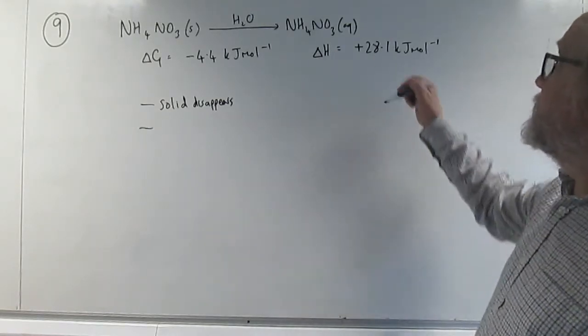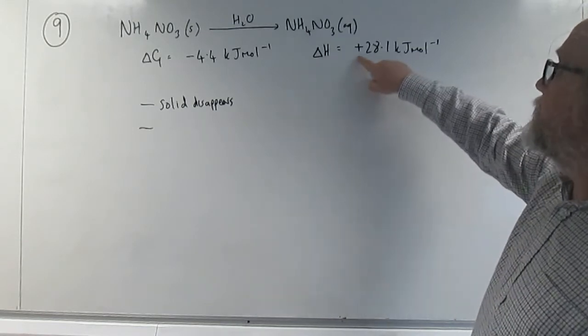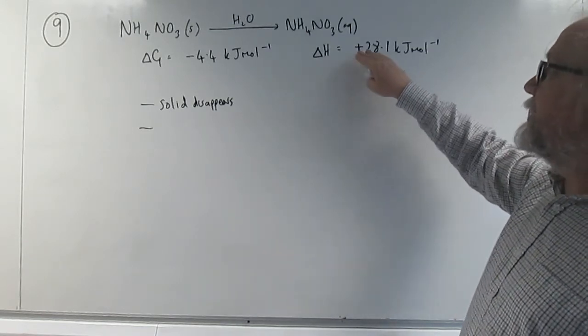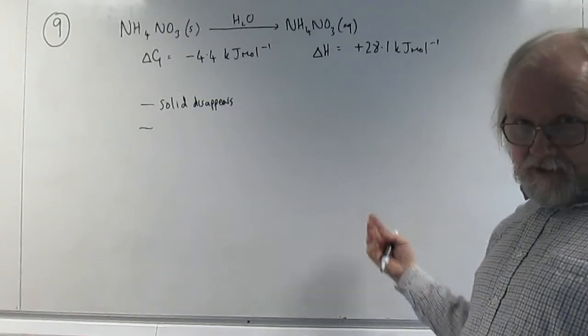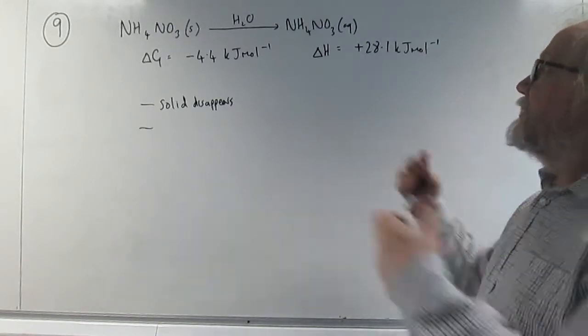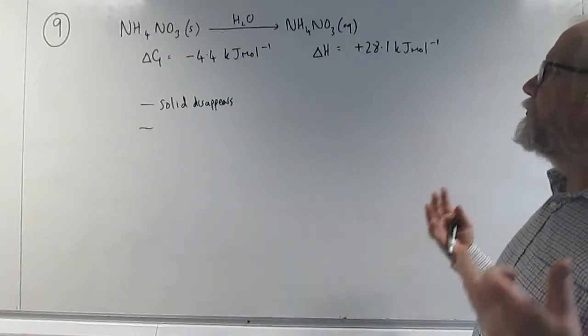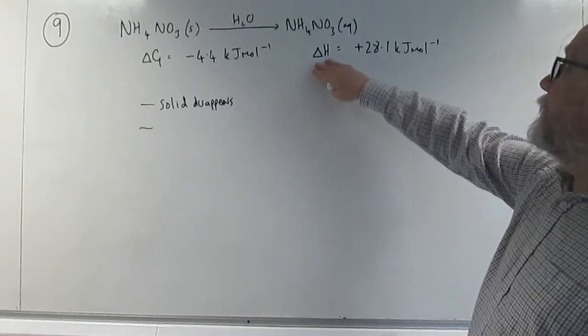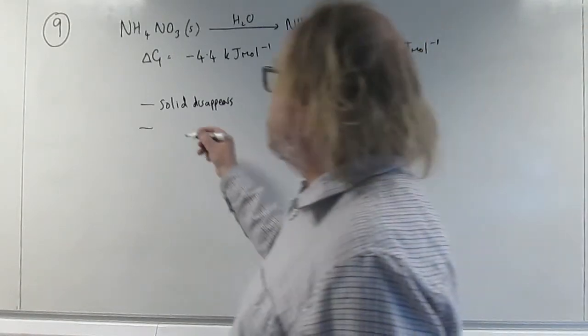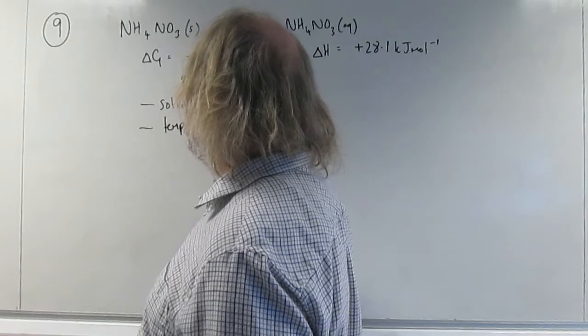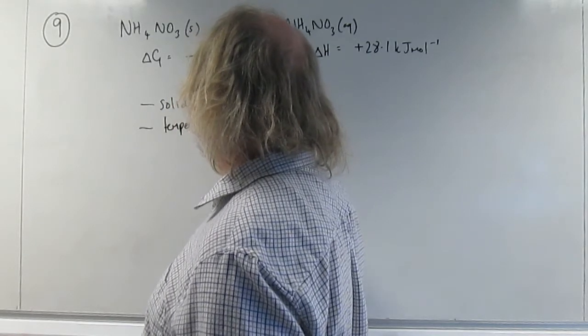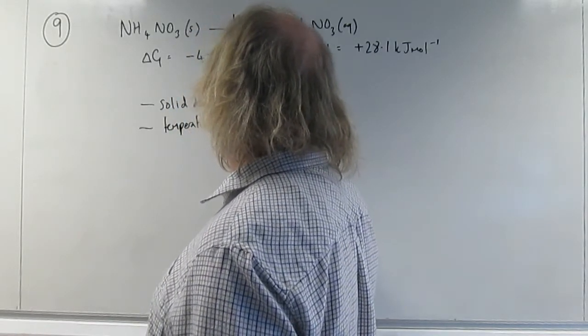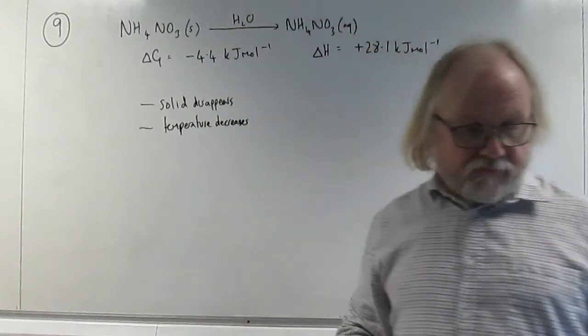But the other thing is that it tells us that delta H is positive. And remember, positive means endothermic, and endothermic means heat gets taken away, taken into the bonding in effect. So if heat is taken away, it gets colder. So we can say the temperature decreases. Okay, so those would be the observations.